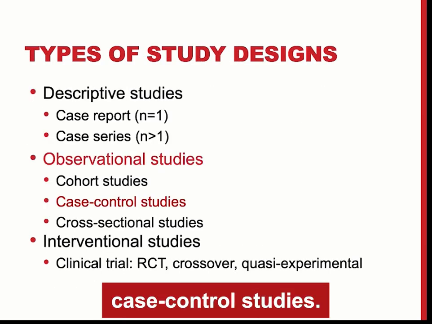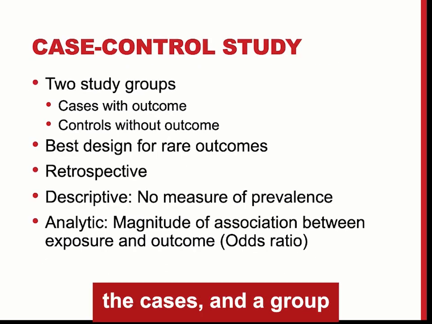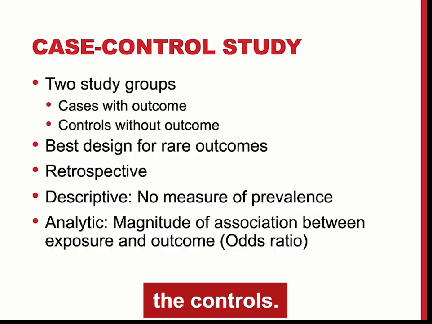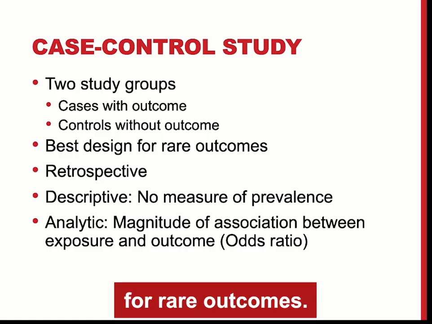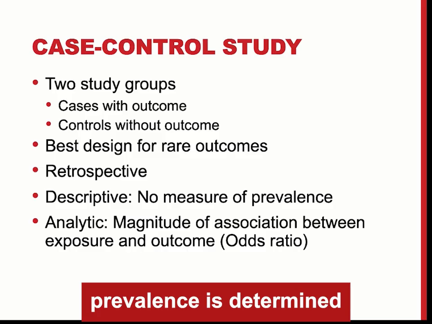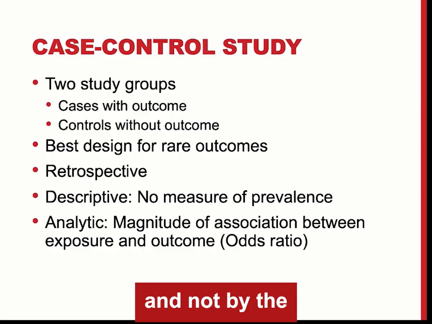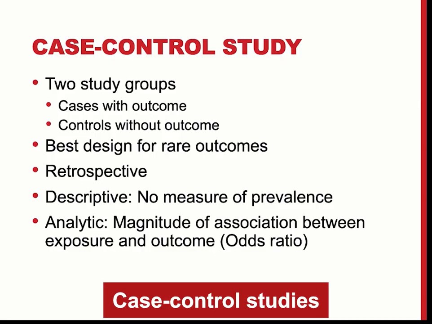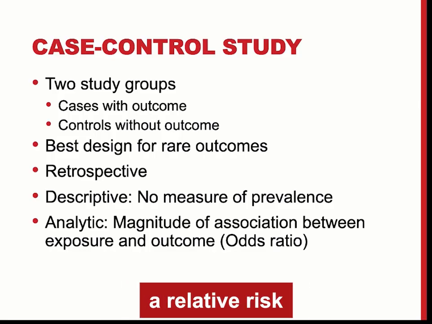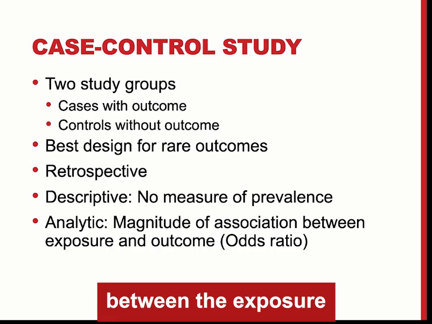Next, we'll review case control studies. Case control studies include a group with the outcome, the cases, and a group without the outcome, the controls. They are retrospective and the best observational study design for rare outcomes. Disease prevalence cannot be calculated. Disease prevalence is determined by the ratio of cases to controls that is selected by the investigator and not by the natural occurrence of disease. Case control studies cannot calculate a relative risk or risk ratio. Only an odds ratio can be calculated as a measure of the magnitude of the association between the exposure and the outcome.